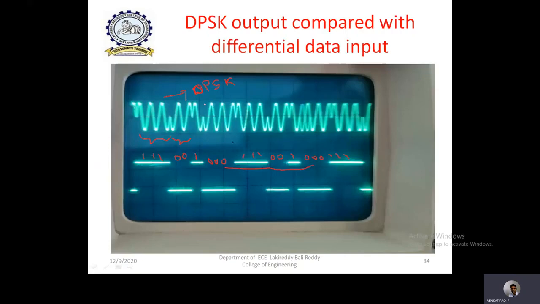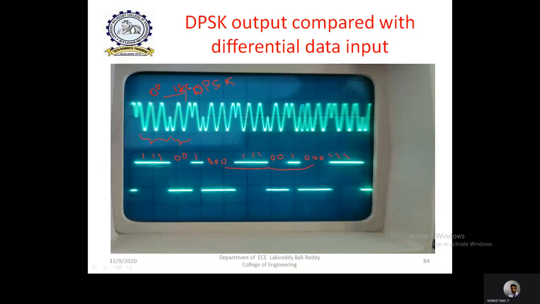Then the third step is observation of the DPSK output when compared to the differential data input or data input. Whenever the input is 1, automatically the same carrier is produced here. Whenever the input is 0, you can clearly observe a negative carrier. The carrier is reversed, which means a 180 degrees phase shift. Here there is a 0 degrees phase shift, and during this portion there is a 180 degrees phase shift.